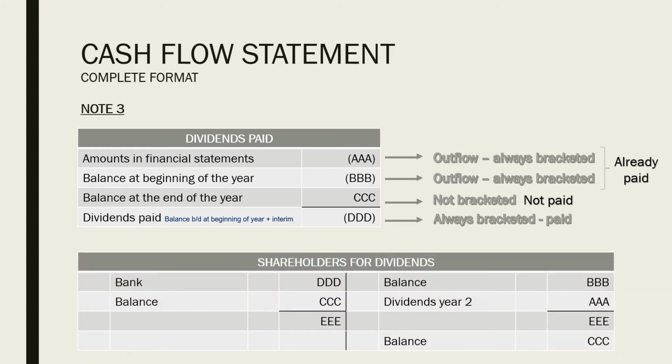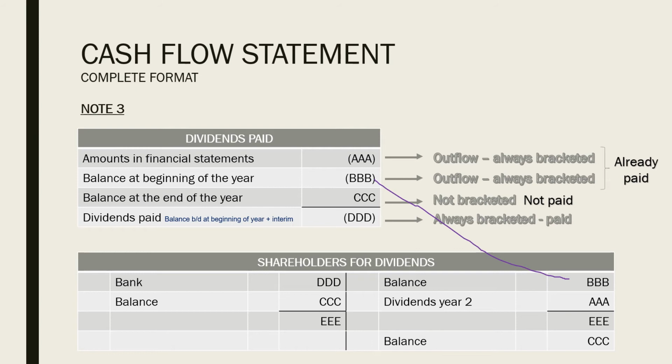An alternative way of dealing with note 3, if you are not asked to prepare note 3, but you have to do the calculations to present the cash flow statement, there's a different way of doing this. If we draw up a ledger account for shareholders for dividends, first of all, we're going to have the balance brought down. The balance brought down is going to be the balance at the beginning of the year. At the end of the previous financial year, those final dividends that were declared but not yet paid, that goes into shareholders for dividends.